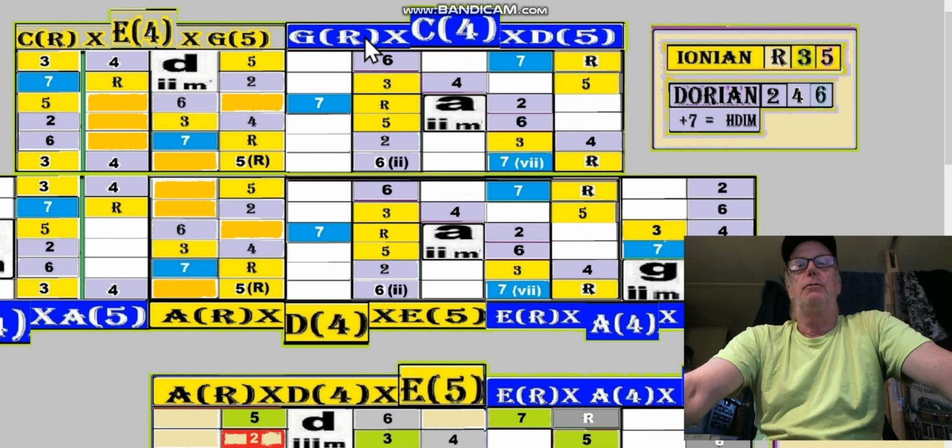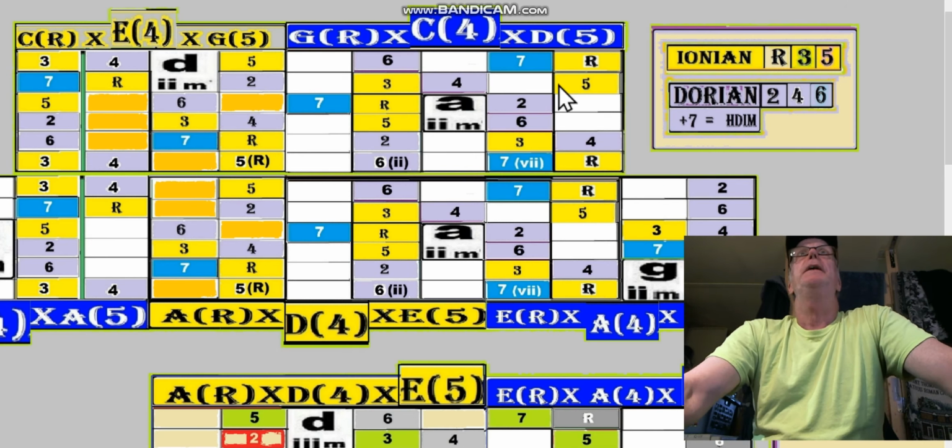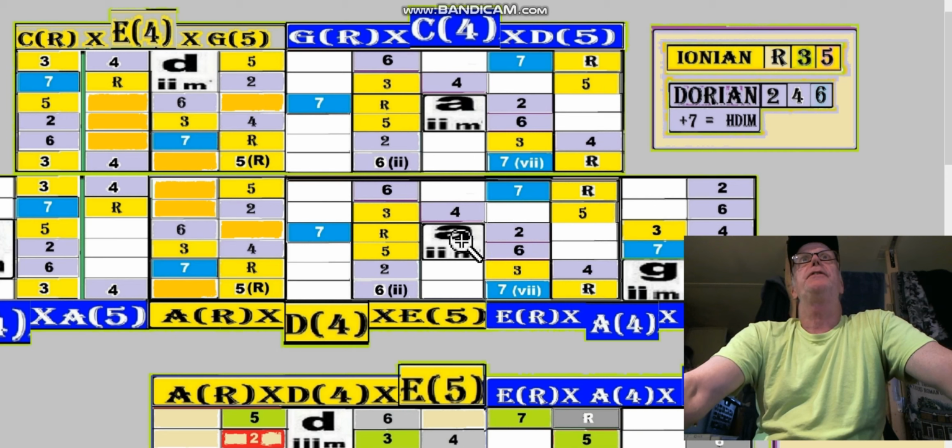which is a tripentatonic regional label on these notes, G R, C4, D5. Notice this A R, D4, E5 starts over here. Okay, the minors are dead center in what? They should be dead center in what region they're in.